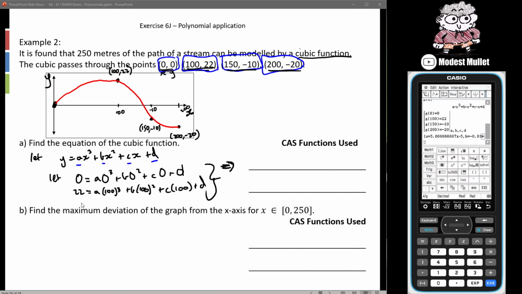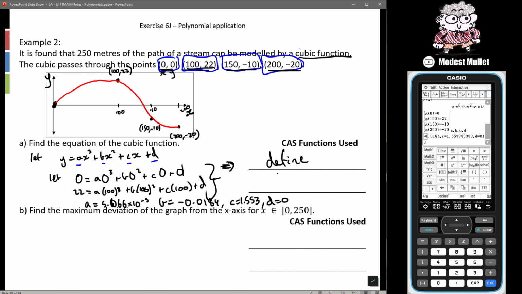So let's just go through and read those. We got a is equal to 5.066 by 10 to the negative 5. We got b is equal to negative 0.0184. C is equal to 1.553. And D is equal to 0. So what we use for our CAS is define, and we use the solve system of linear equations, which looked like this.